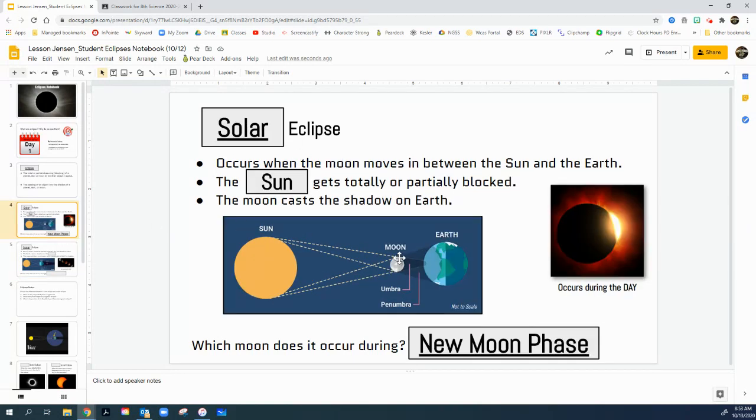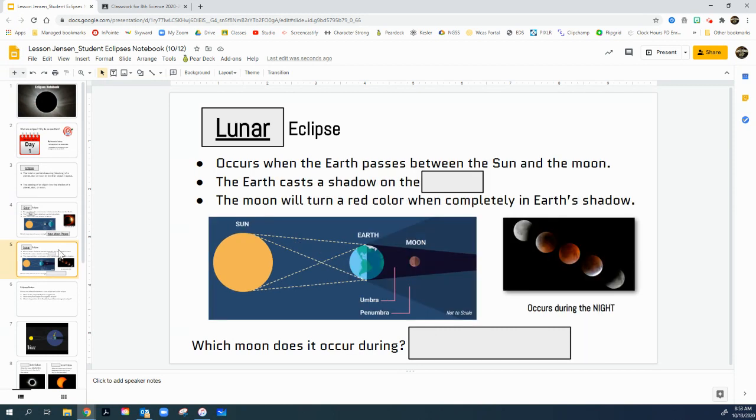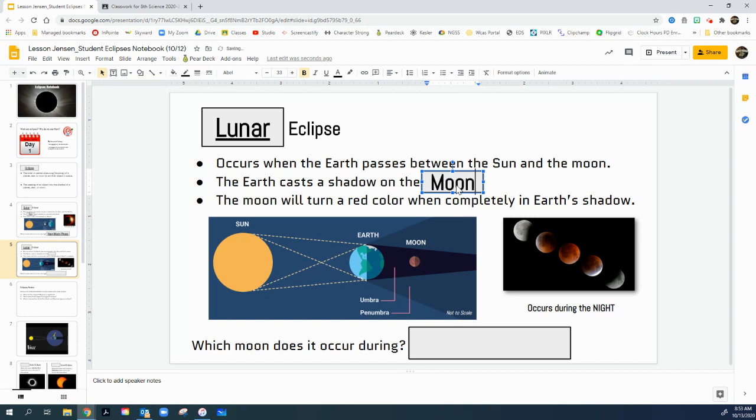This can become confusing. The moon between the Earth and sun is a solar eclipse. The Earth between the moon and the sun is a lunar eclipse. The Earth casts a shadow now on the moon. The moon will turn a really cool red color when completely in the Earth's shadow. And you're thinking, wait a second, Mr. Jensen, look at the size of this shadow behind the Earth. Why in the world wouldn't the moon have a casted shadow every single month?